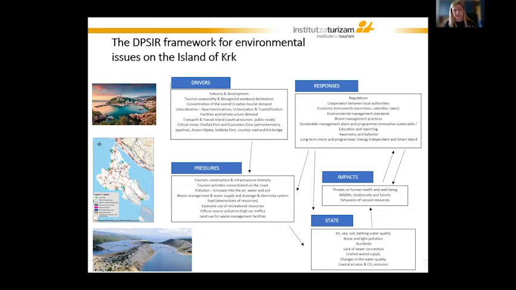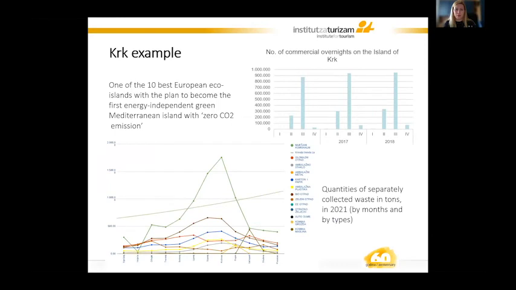Out of the indicators that are measured, the responses have been created through the cooperation between local authorities, economic instruments, but also waste management practices and awareness and behavior, which is one of the basics for quality waste management. When talking about Krk, it's one of the 10 best European eco-islands, with a plan to become the first energy independent green Mediterranean island with zero CO2 emissions. So it's a good plan for them. Let's hope they manage it.